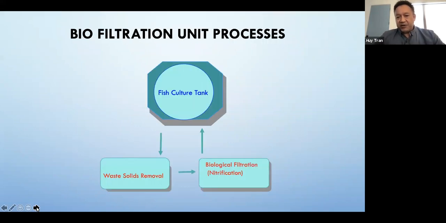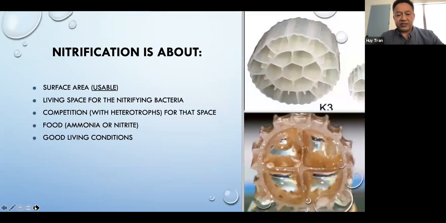In the biofiltration unit process, you should really go through mechanical filtration first before you go through biological filtration. You do that in order to maintain a better biological filter, so you're not clogging it up with waste. So always go through mechanical filtration first.